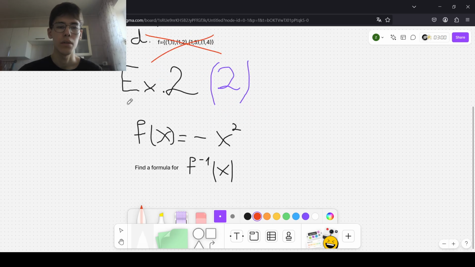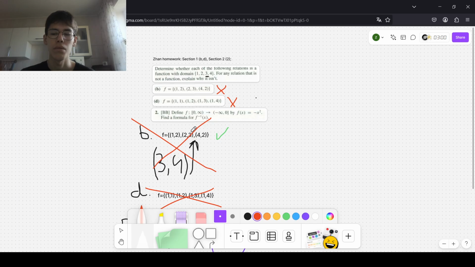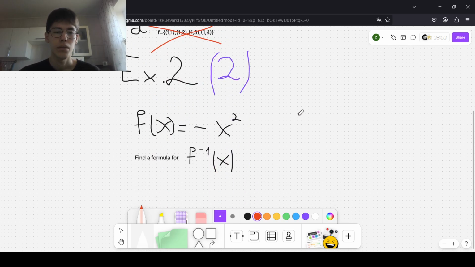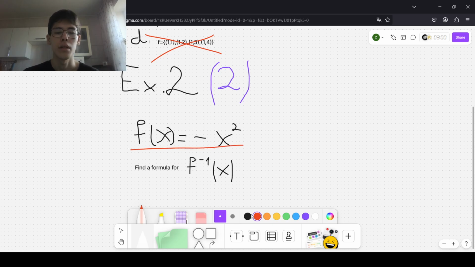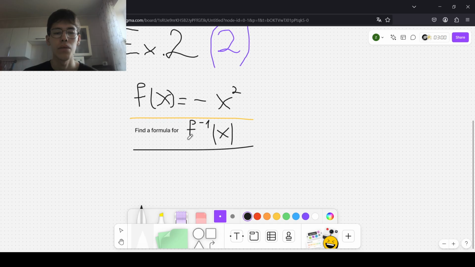According to the second task, exercise 2, we need to define the inverse function of the function f of x equals minus x to the power of 2, where x is in the domain from 0 to infinity. And we need to find a formula for f to the power of minus 1 of x. So how can we solve it? We know that f of x equals minus x to the power of 2. And we need to find the formula for f of minus 1 of x.